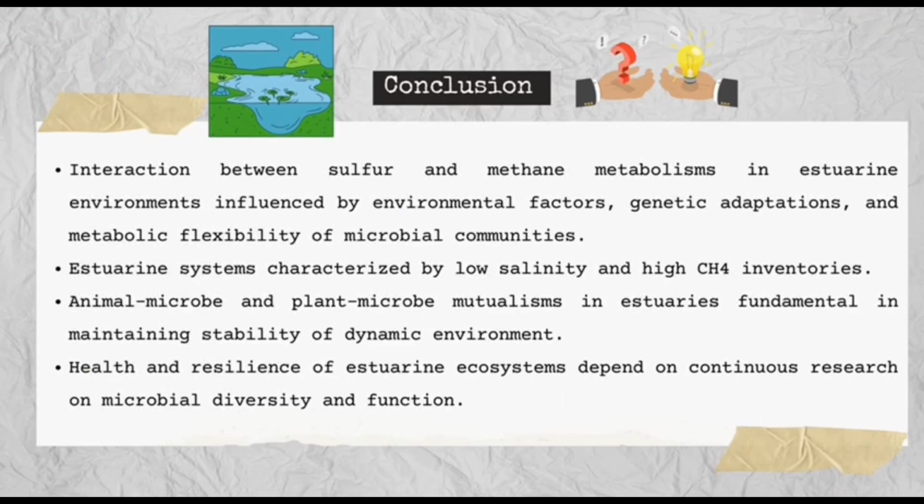Before the end of this video, let me summarize the key points, which can be a vital takeaway about microbial ecology in the estuarine ecosystem. Interaction between sulfur and methane metabolisms in estuarine environments is influenced by environmental factors, genetic adaptations, and metabolic flexibility of microbial communities. Based on a research paper related to the topic, estuarine systems are characterized by low salinity and high methane inventories, highlighting their unique environmental conditions and the ecological processes associated with methane metabolism.